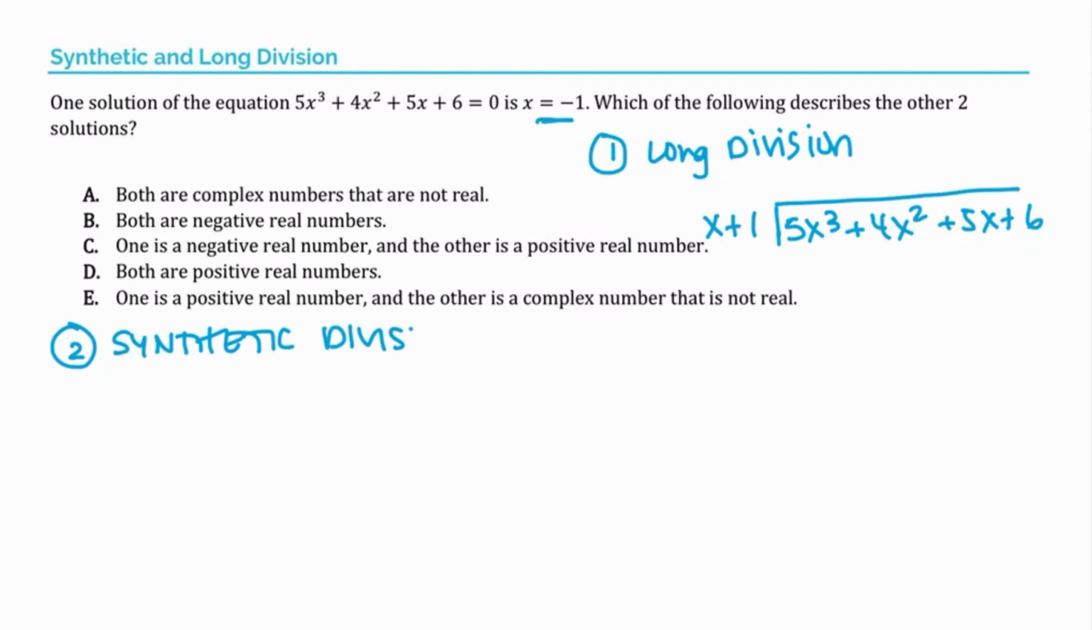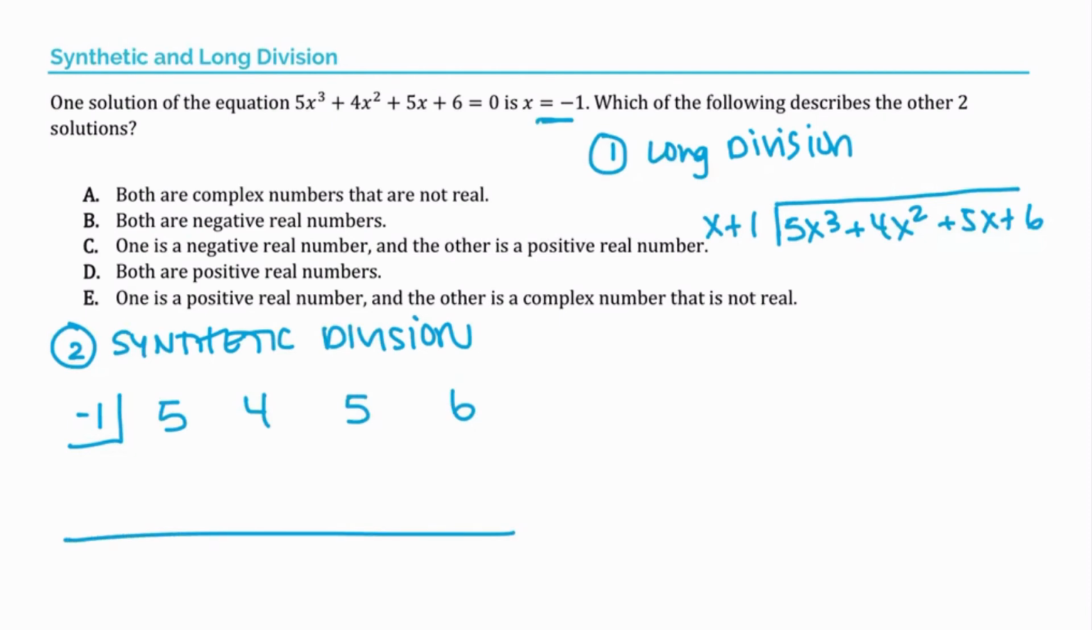So synthetic division, here we go. So I'm going to put my negative 1 up here. Then I'm going to put my coefficients, 5, 4, 5, 6. Remember that it's a little bit different steps. We're going to be adding, and I start by carrying down the 5. 5 times negative 1 is negative 5.